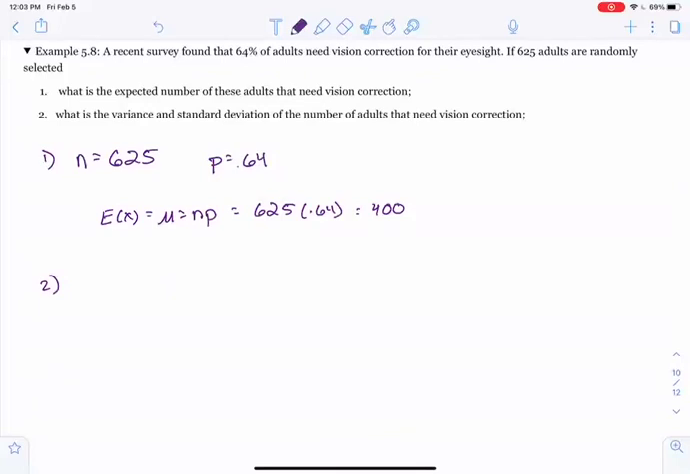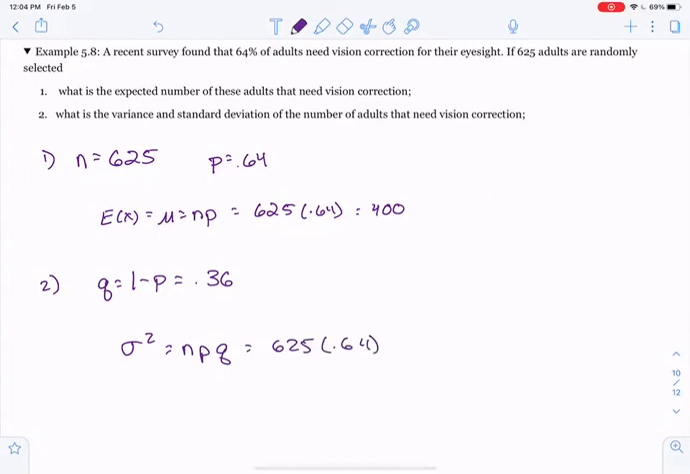If I look at part 2, I want to know the variance and standard deviation. Again, the only value I don't have is q, but remember, q is just 1 minus p, so that's 0.36. My variance is just npq, so it's 625 times 0.64 times 0.36. If I compute that, I'm going to get 144. That is the variance in the number of people. And again, the standard deviation, the easiest calculation we ever do, is just the positive square root of my variance. That's the positive square root of npq, which is the square root of 144, or we get 12.